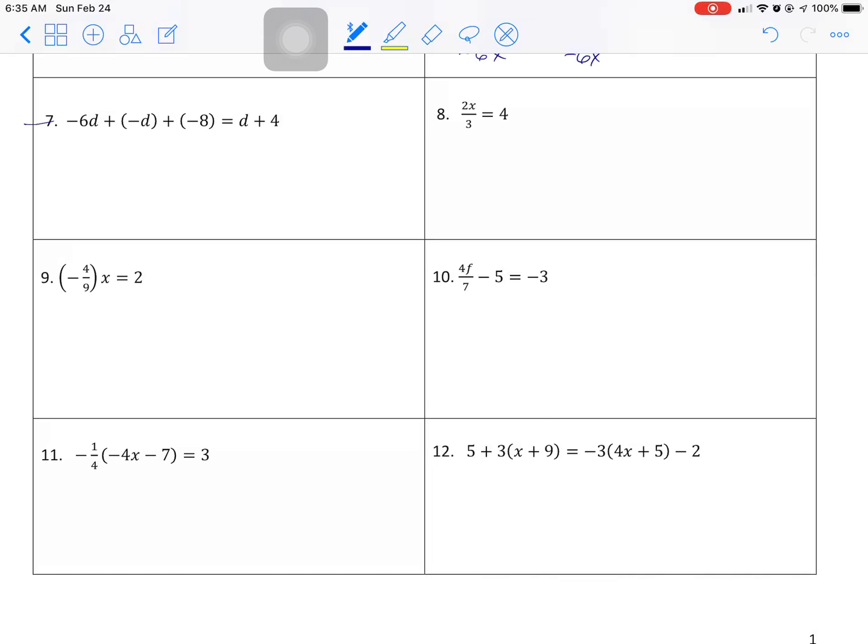We've got, what's going on here? We have a d term, then another d term, and a constant term. So let's combine the d terms. A negative 6d plus a negative d is a negative 7d plus a negative 8. That's weird. D plus 4. All right. Here, let me do that again.